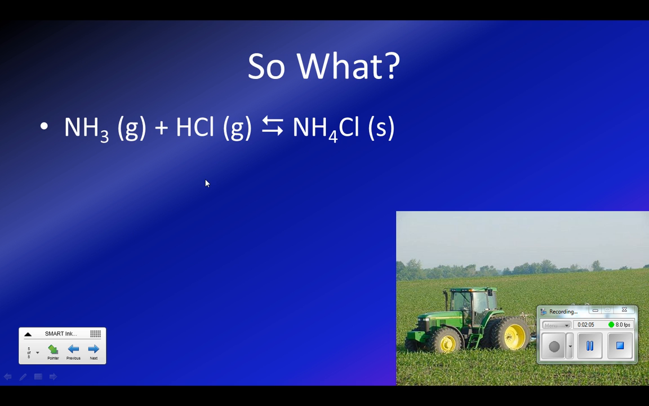Okay, so here's another reaction. And so first of all, is it heterogeneous? And we see that it is because there is a solid here. So we react two gases together and produce a solid.